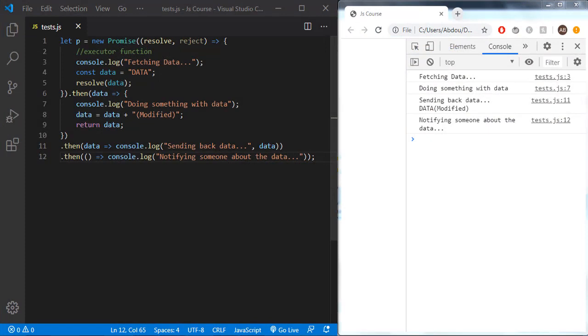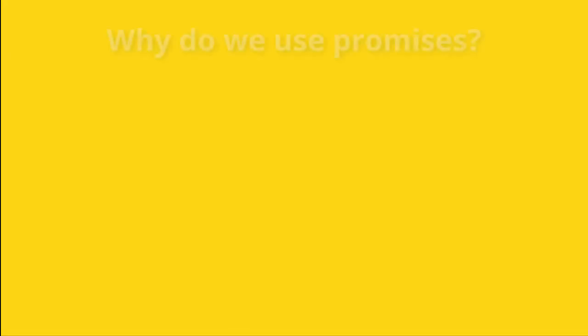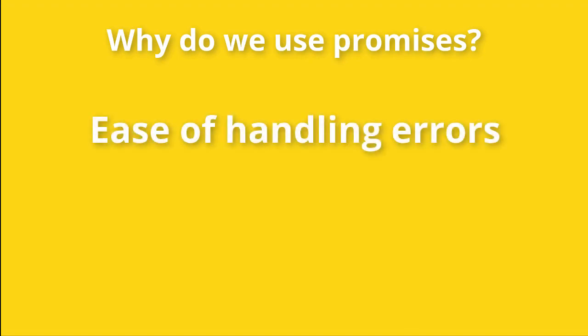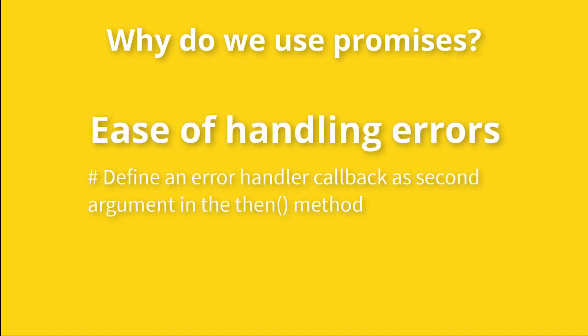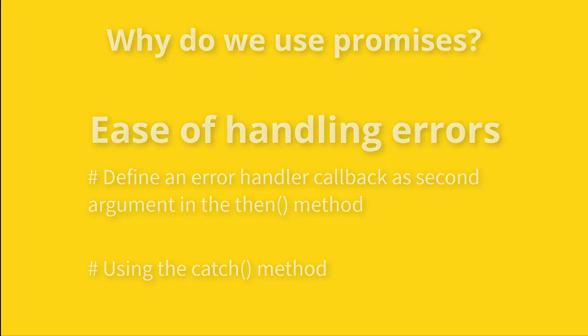So notice that instead of nesting functions, we are chaining them through the then method and still get the same result, however in a much cleaner way this time. Another benefit of using promises is the ease of handling errors, by either providing a second callback to the then method to handle the failure, as we've seen in the previous example, or using another method called the catch method, which will be called whenever a promise is rejected or an error has occurred.